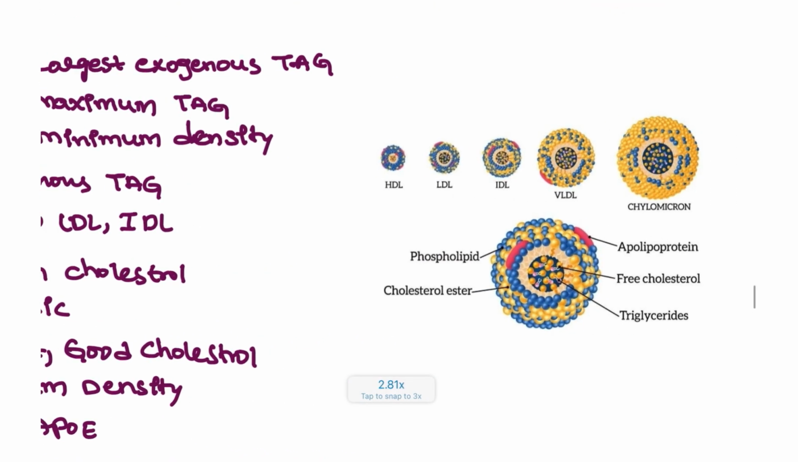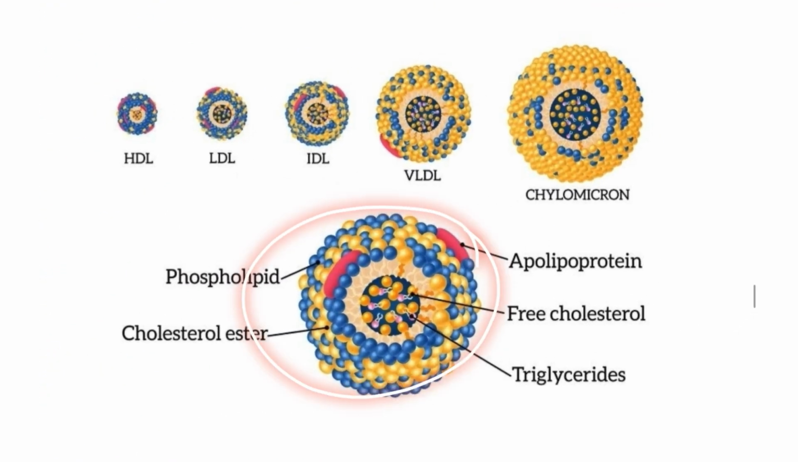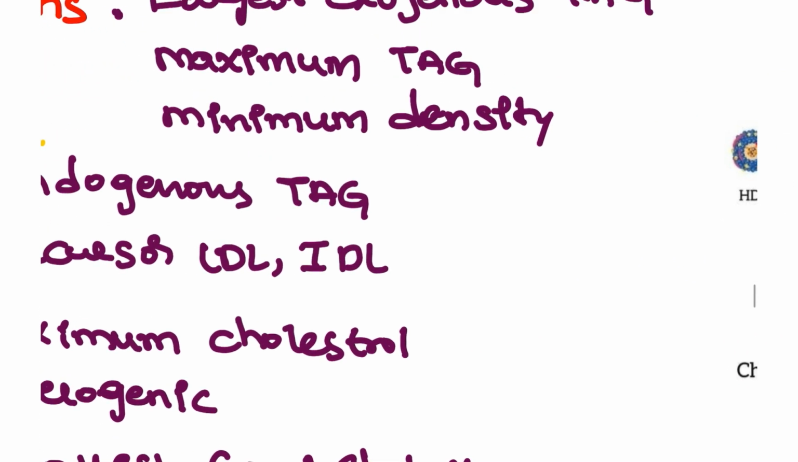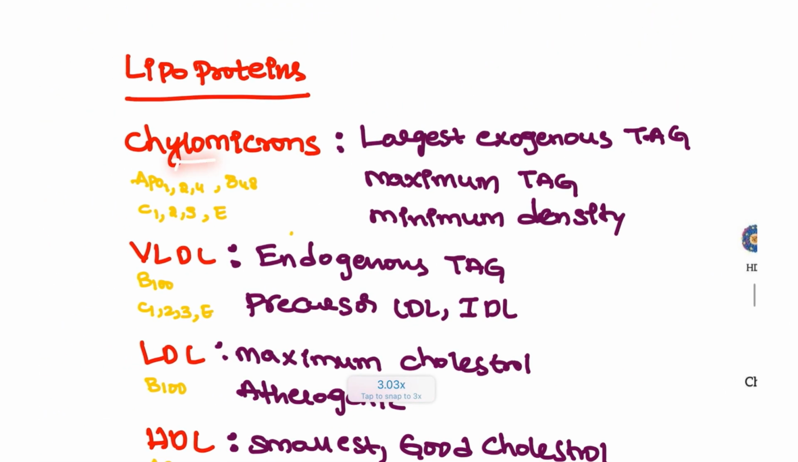Next, lipoproteins. Here you can see the structure of the lipoprotein, and the free cholesterol is seen here. You can see triglycerides and also phospholipids and the cholesterol esters. Let's see one by one. And here you can see chylomicrons.